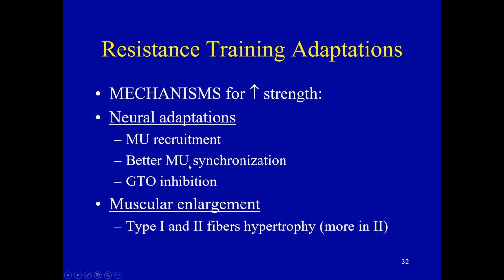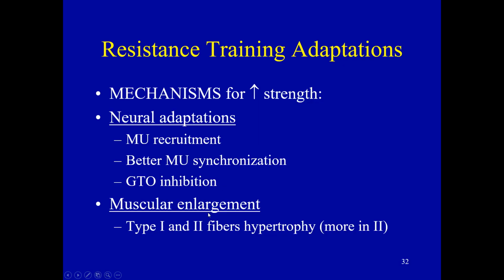And going along with that, these motor units are better synchronized. So by improving what we call motor unit synchronization, the motor units are working together a little more closely in a more synchronized fashion, and that's going to help improve muscular strength. And then we talked about the Golgi tendon organ earlier, and you can desensitize the Golgi tendon organ and somewhat inhibit it, and that is going to increase muscular strength also. So desensitization of the Golgi tendon organ will also lead to improvements in muscular strength.